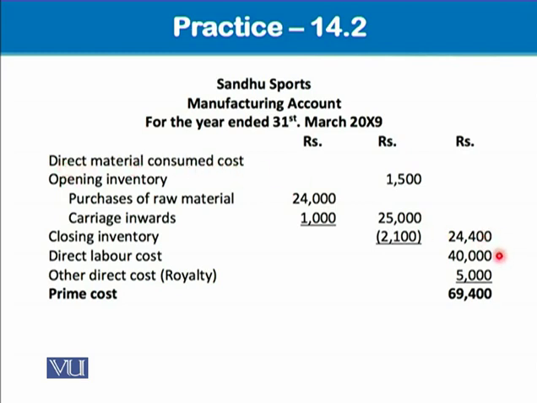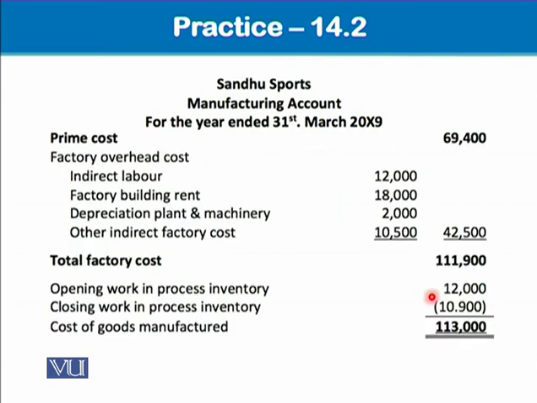Add direct labor cost and other direct cost, which is the royalty, and we will get prime cost 69,400. What to do? Yes, put the factory overhead cost figure in this prime cost. We have already worked it out and already discussed all the things about it. So now our total factory cost is 111,900. So this is our total factory cost.